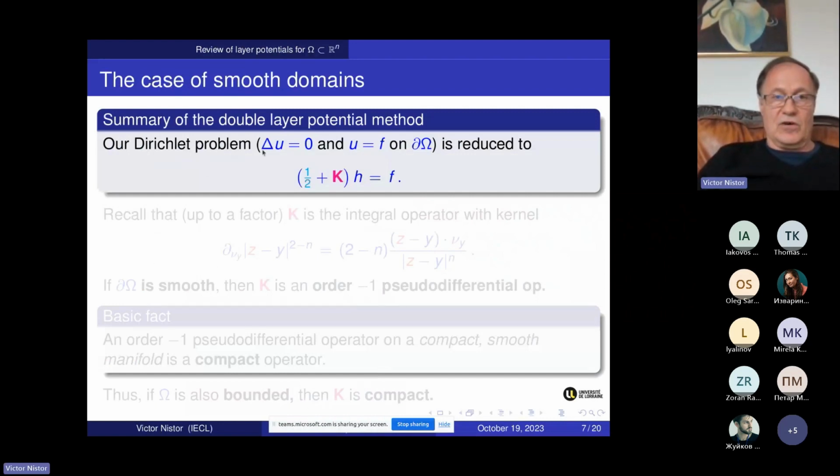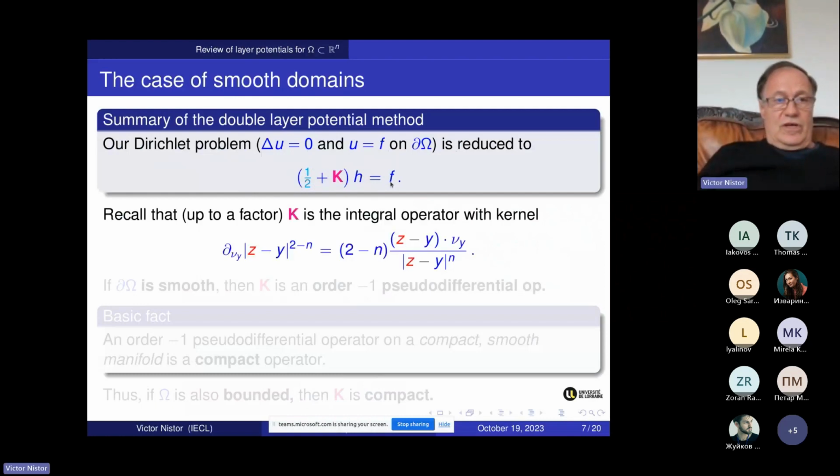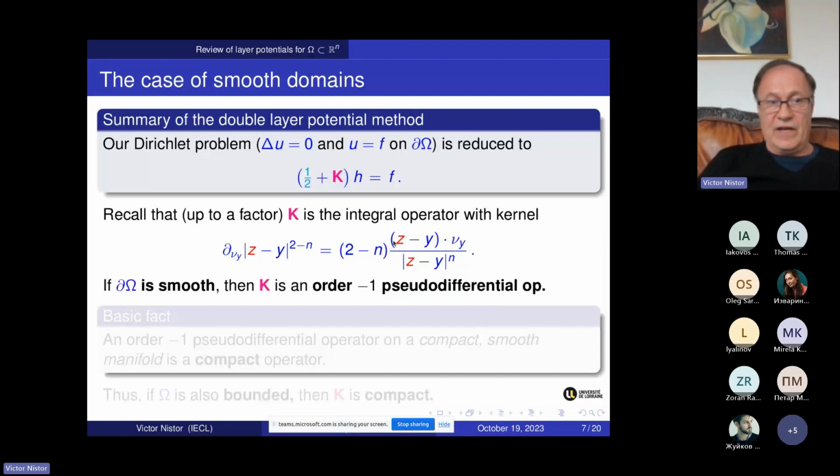Okay, so this repeats what I have just said. Our Dirichlet boundary value problem, Laplacian of u is equal to 0 and u is equal to f on the boundary, is equivalent to solving this operator equation, 1/2 plus k applied to h is equal to f. Also recall that up to a factor, which I said I'll usually forget, k is the integral operator with the kernel described here, normal derivative of the Newtonian convolution kernel. And if we do the calculation, we get this term. And if the surface is smooth, this z minus y as z goes to y will tend to be normal to the boundary. So this will give us an additional vanishing.